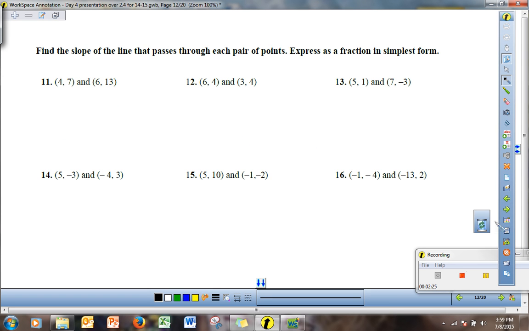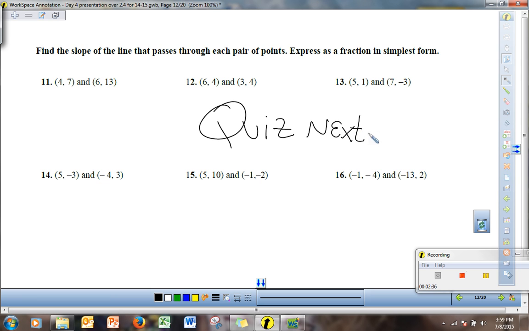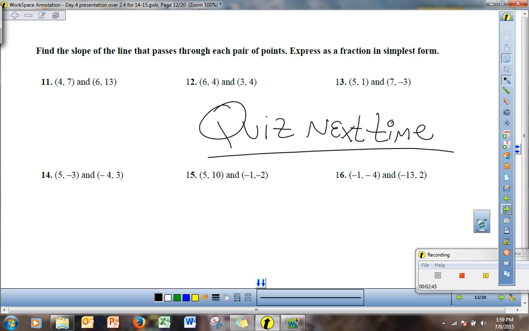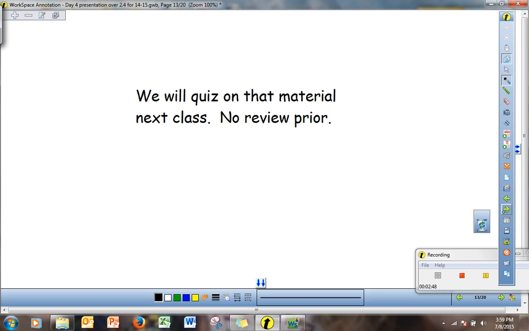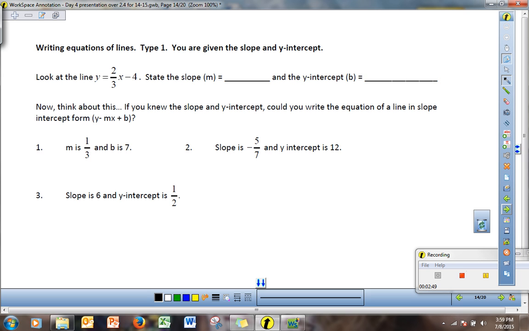So just some review from last time, because we will quiz over this material next time. And I won't review with you right before. That way you have this sheet right in front of you to look at. So if you get that sheet done, if you need to come in and compare it with my answer key, that'll work. So like I said, we'll quiz on that next time. You should have in front of you then our class notes for day 4. It should say section 2.4, and you should see day 4.